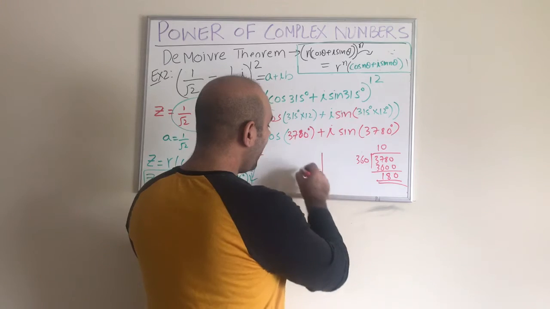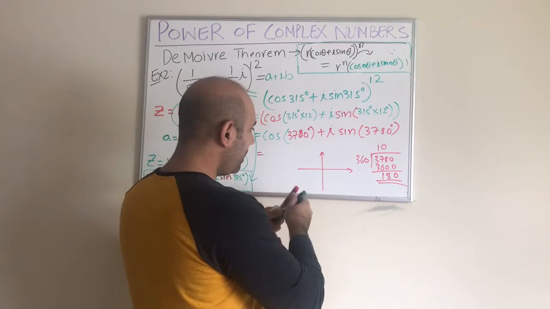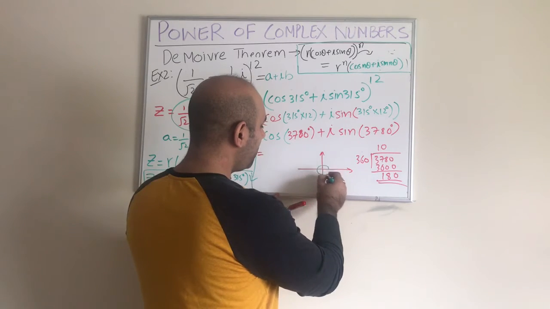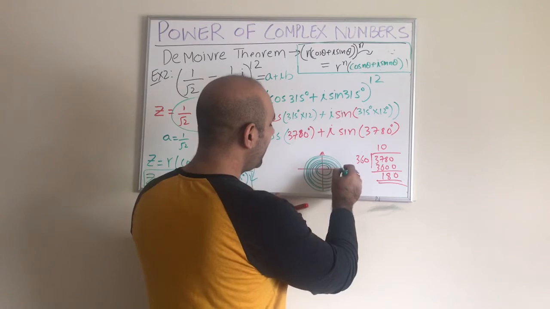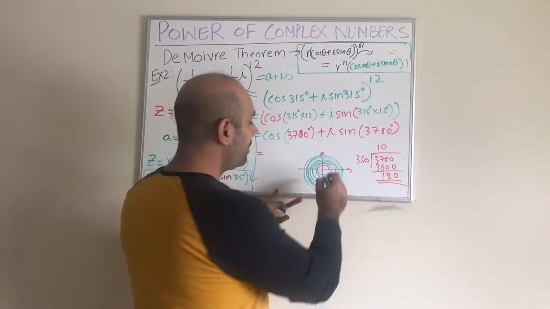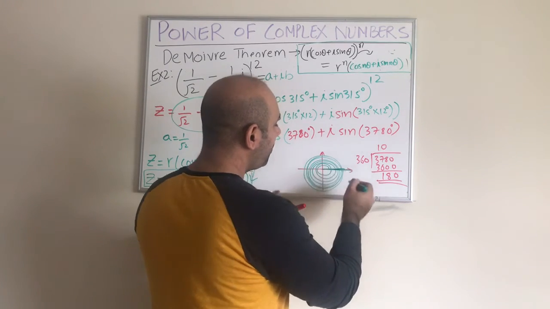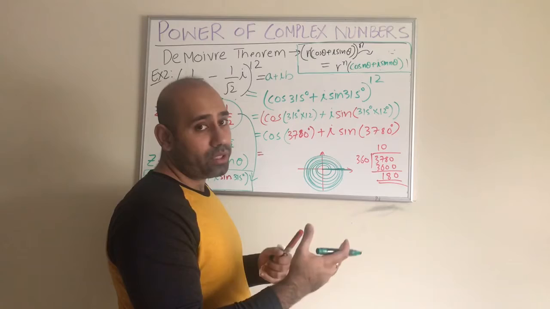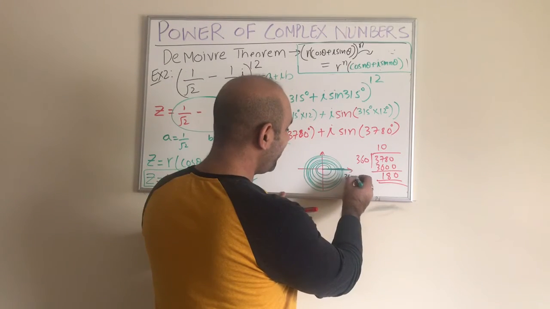So what does that mean? That means I have to go around this unit circle 10 times. So if I go around the unit circle 10 times, 1, 2, 3, 4, 5, 6, 7, 8, 9, 10, I get back to this 0, this reference side, which is equivalent to 2 pi or 360 degrees, or equivalent to 0 degrees. So this is 3600 degrees.